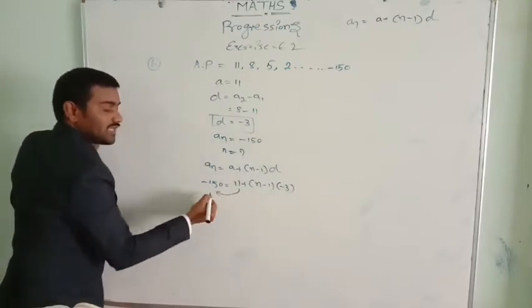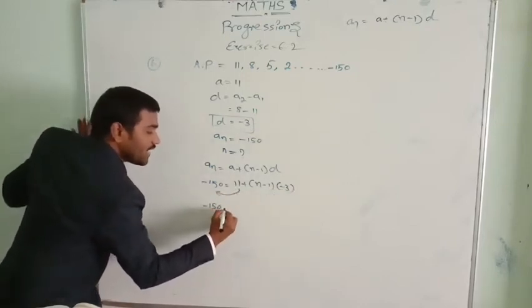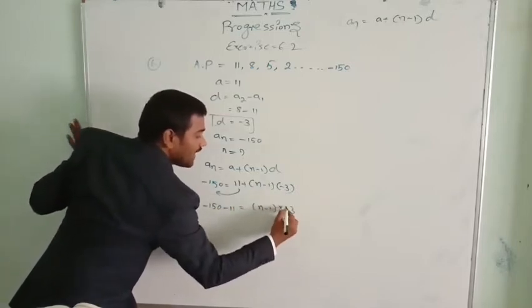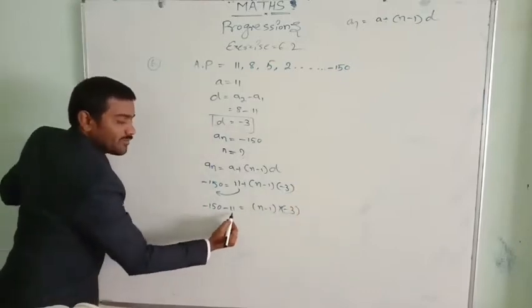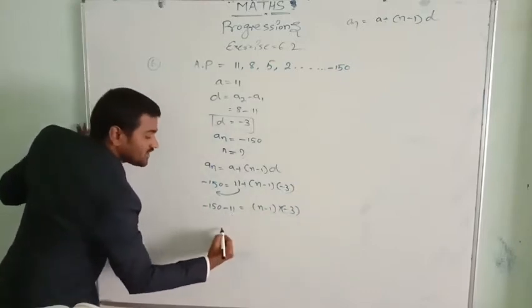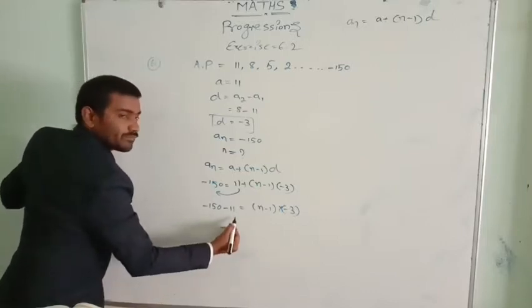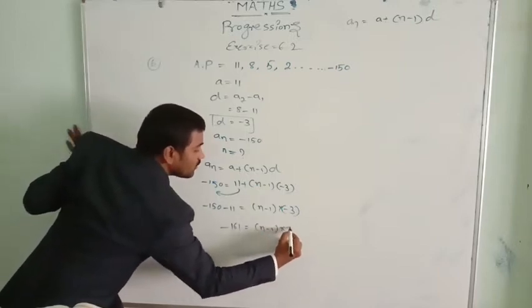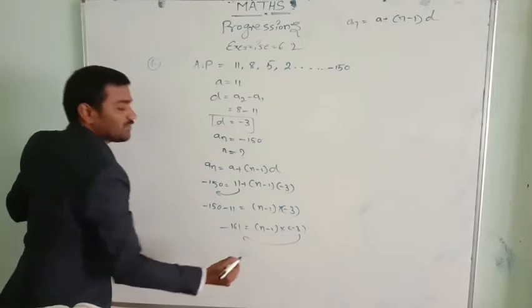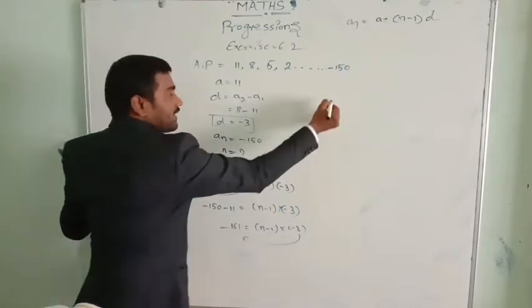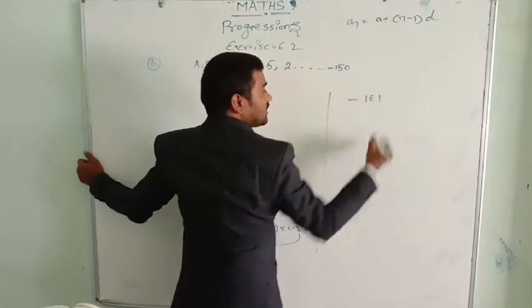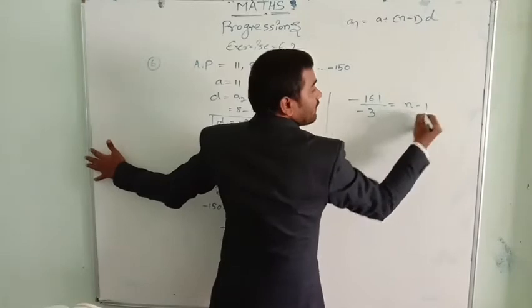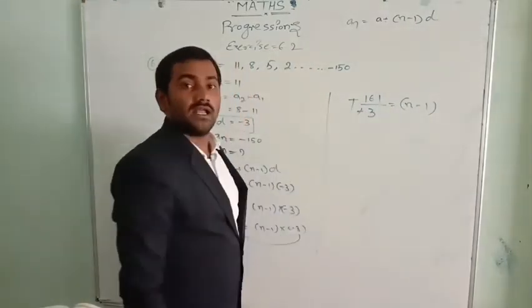As I told you, this 11 will transfer to this side: minus 150 and plus 11 becomes minus 11, and here n minus 1 into minus 3. So minus 150 minus 11. The sum of two negative numbers is also a negative number. 150, 11, 161. That equals n minus 1 into minus 3. This minus 3 is multiplied, so let us transfer it to this side. That becomes division now. Minus 161 by minus 3 equals n minus 1. Minus minus gets cancelled.